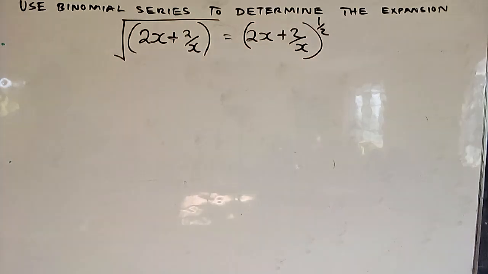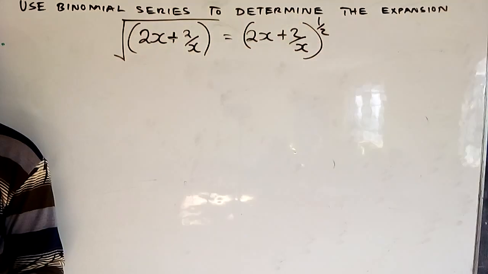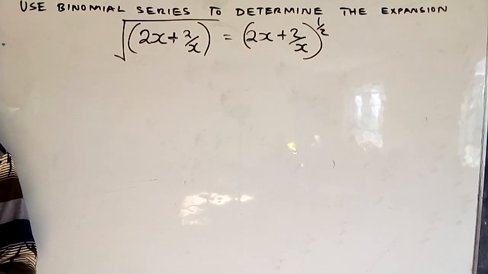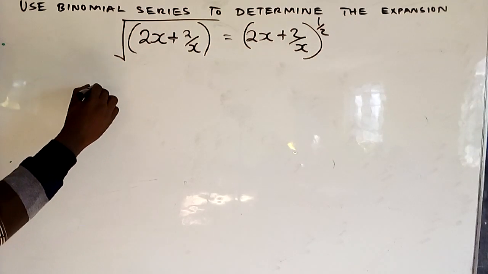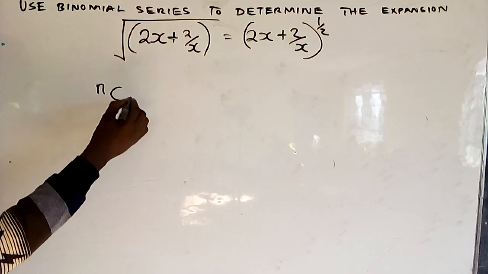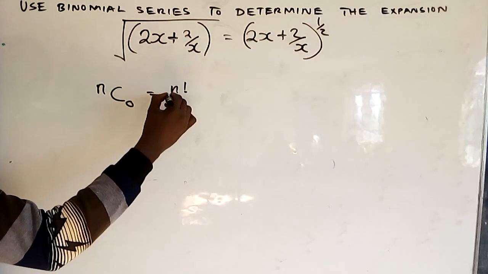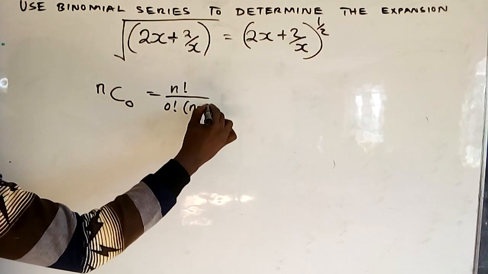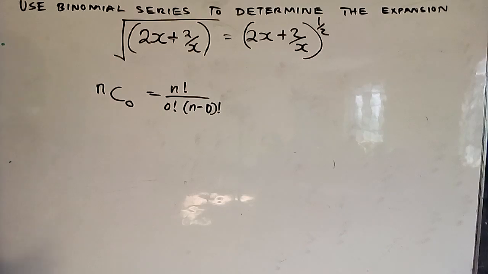Then you go to the binomial series, because this power is not a natural number. We are not going to use combinations because we know very well that when you have n combination 0, that is the same as n factorial over 0 factorial and n minus 0 factorial. Turning it into factorial notation, but it is still the binomial series. Are you seeing that? Yes.